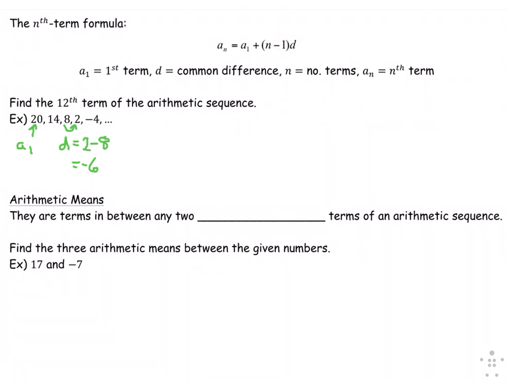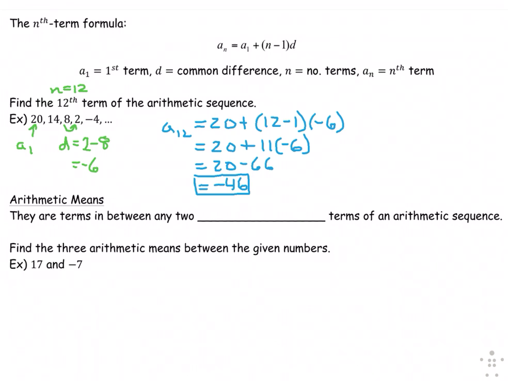So substituting into the formula, following the order of operations, inside the parentheses we do the difference of 12 and 1 to get 11, and then multiplication before addition. 11 times negative 6 is negative 66, and that combined with 20 gives the 12th term of negative 46.